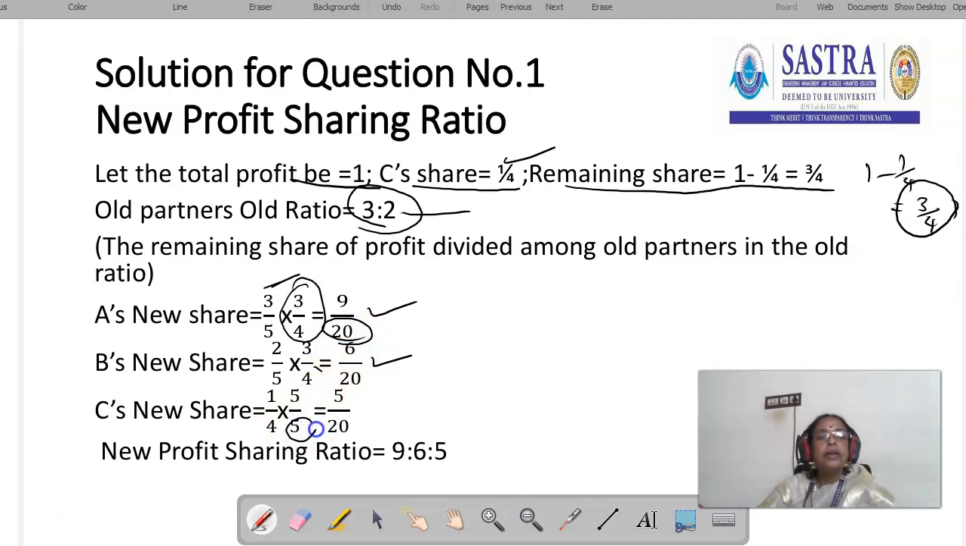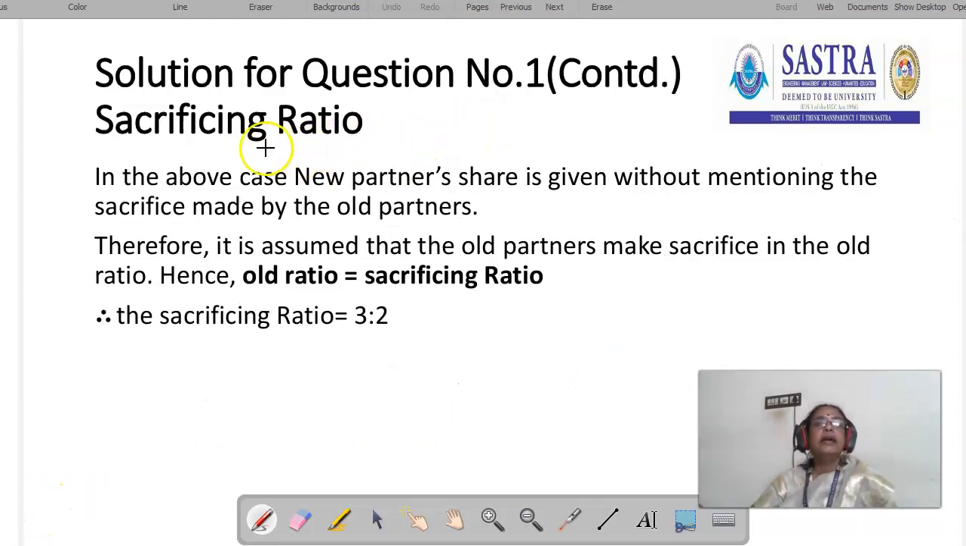5/5 is equal to 5/20. So the new profit sharing ratio is 9:6:5. In this way, we have to calculate the new profit sharing ratio. In the above question, the sacrifice that is made by the old partner is not given. In that case, we have to assume that the old ratio is the sacrificing ratio. Students need not calculate the sacrificing ratio, so the old ratio becomes the sacrificing ratio.